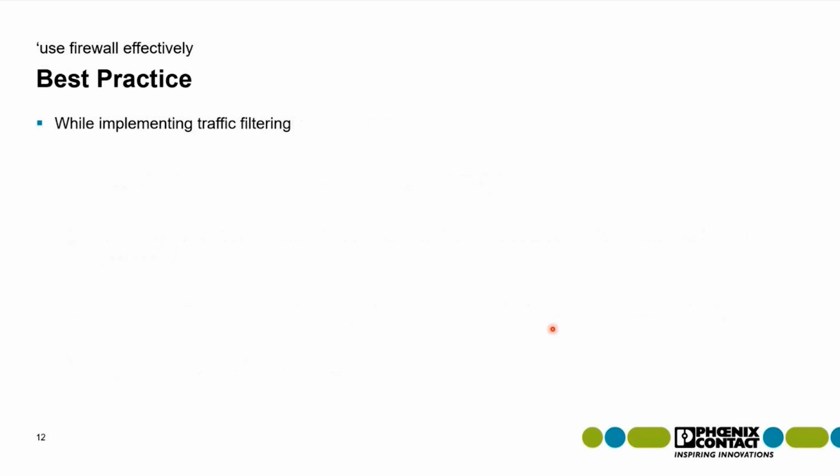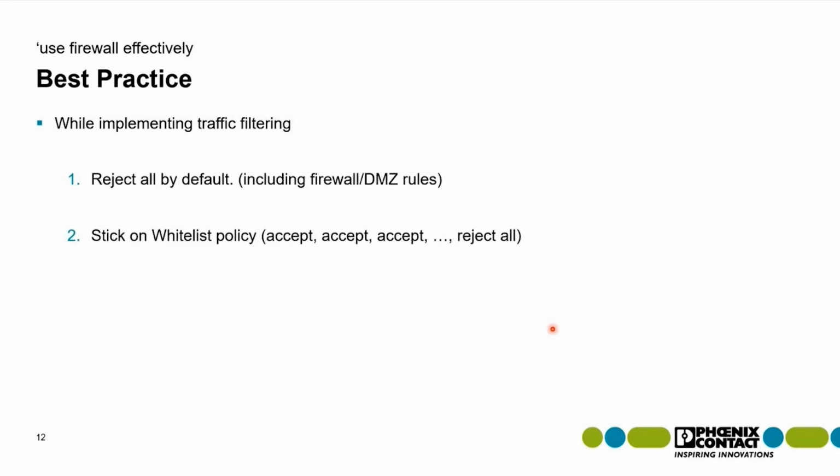When it comes to implementing traffic filtering, we say the firewall rules and DMZ rules, our suggestion is to reject all by default. Of course, including the firewall rules and DMZ rules. Both of them have their own table, and both of them should block all by default, so that no traffic can actually pass through. That is very, very strong. And then stick on whitelist policy, which is accept, accept, accept, and in the end, you put a reject all.